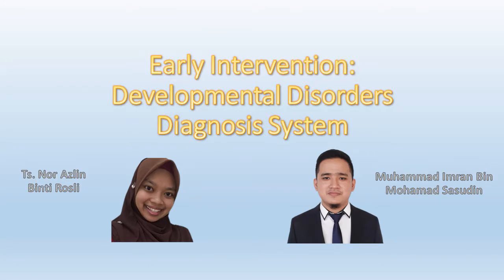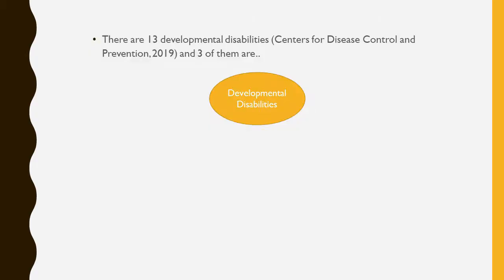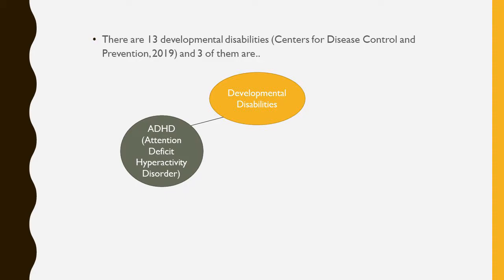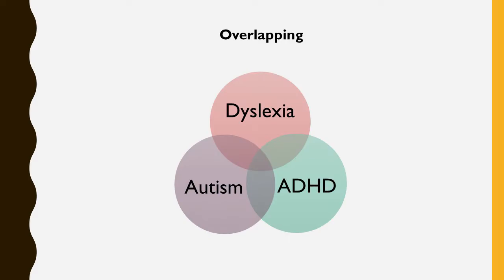I am going to present my final year project, Early Intervention Developmental Disorders Diagnosis System. According to the Centers for Disease Control and Prevention in 2019, there are 13 developmental disabilities, and this project will only cover 3 of them, which are ADHD, which is Attention Deficit Hyperactivity Disorder, Autism, and Learning Disorder, with Dyslexia under Learning Disorder. These 3 disabilities may overlap with each other.